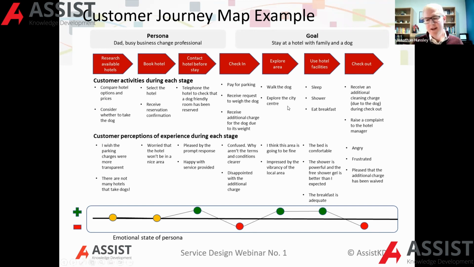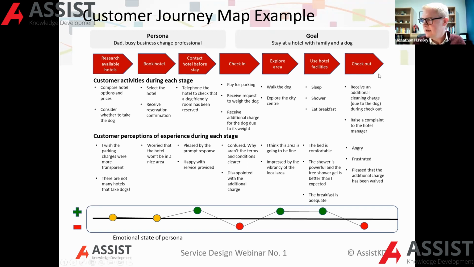They chill out, they walk their dog, they explore the city, they enjoy the vibrancy of the local area, and you can see their emotional state improves. They use the hotel's facilities, and everything's going fine at this point. They think the breakfast is fine. So you can see that's a green emotional state relative to the touch points at this stage of the customer journey.